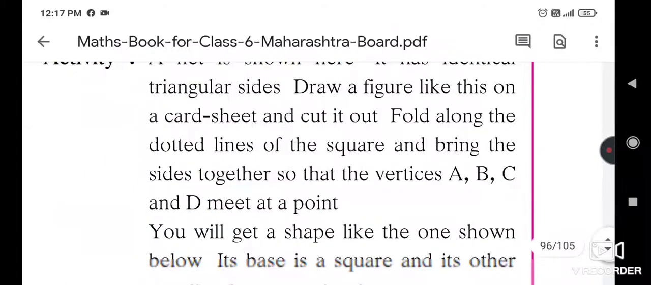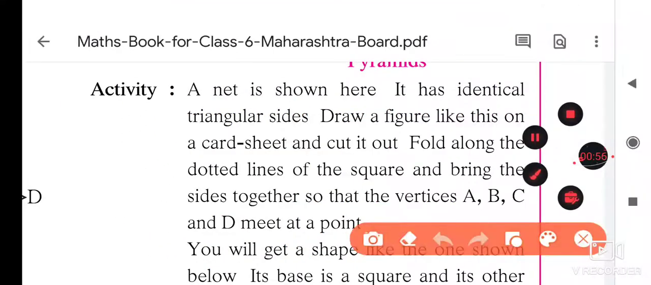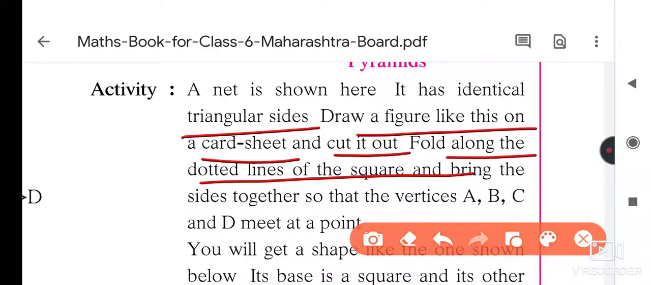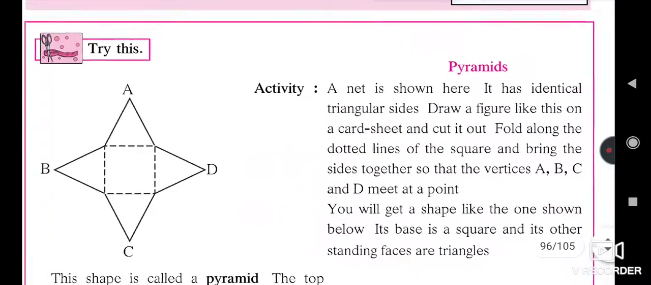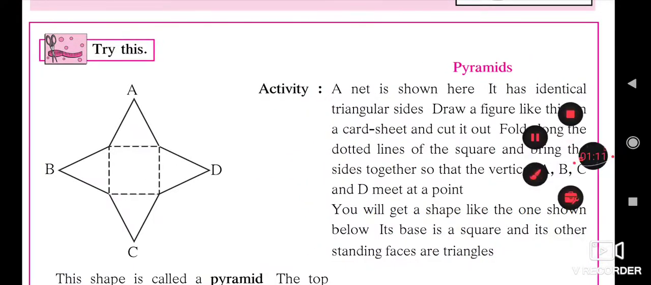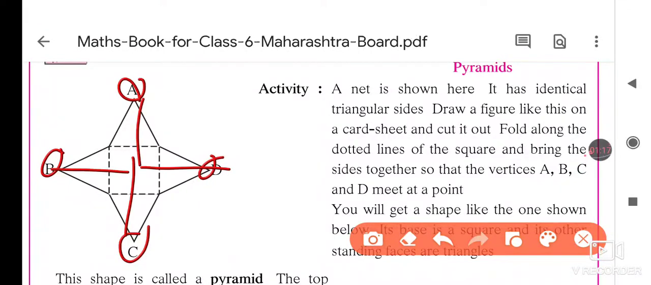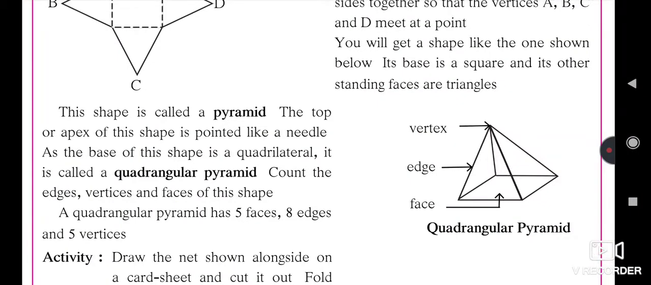A net is shown here; it has identical triangular sides. Okay, the sides of the triangle are identical. Draw a figure like this on the card sheet and cut it out. Fold along the dotted lines of the square and bring the sides together so that the vertices A, B, C, D meet at a point. So here we have to bring points A, B, C and D together, and then we will get this quadrangular prism.